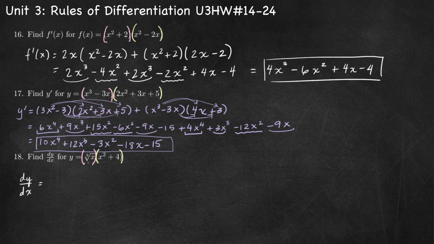So I want the derivative of the cube root of x. And the cube root of x I can think of as x to the power 1/3. So using my power rule, that's going to be 1/3 x to the negative 2/3. Okay, so that's the derivative of the first, times the second, x squared plus 4, plus the first, cube root of x, times the derivative of the second. Derivative of the second is 2x.